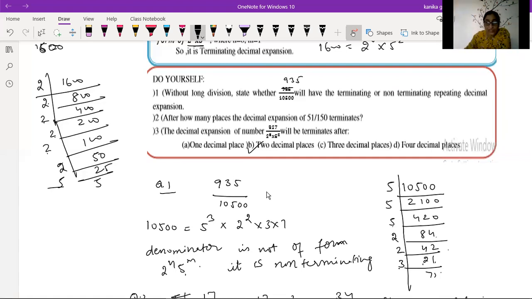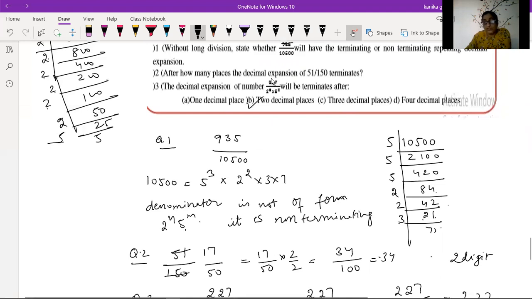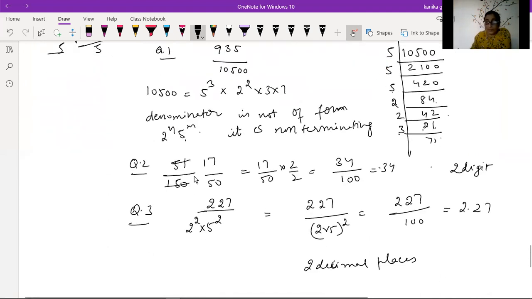Now the next is, after how many places of the decimal expansion will 51 over 150 terminate? We have the number 51 over 150, which cancels in the table of 3: 3 1s are 3, 3 5s are 15, giving 17 over 50. Here the denominator is 50. Now multiplying and dividing it by 2 so that our denominator becomes 100. We get 34 by 100, that is equal to 0.34. So it terminates after 2 digits.